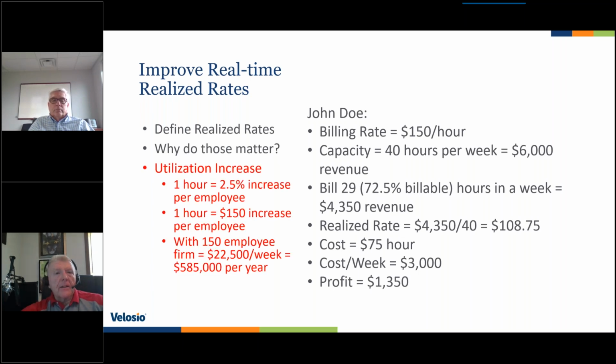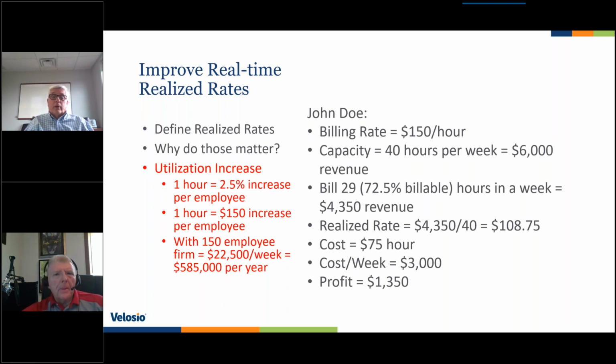Let's look at what happens if we get a utilization increase of, to make the math easy, a 1 hour increase of billability, knowing that we can pick up 3 or 4 hours just by doing our timesheets on a daily basis. Look at what 1 hour can do to the profitability of a business. Jeff, since you ran through the last one, you want to run through this and show the difference?